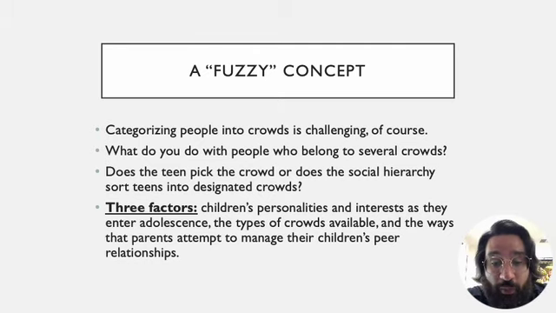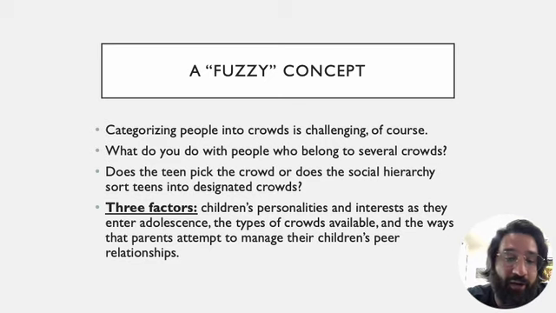Personalities, right? Individual personalities and interests as they enter adolescence. The types of crowds that are available, obviously, is going to be a factor. And the ways that parents attempt to manage their children's peer relationships, right? How involved are parents in keeping track of what their kids are up to?